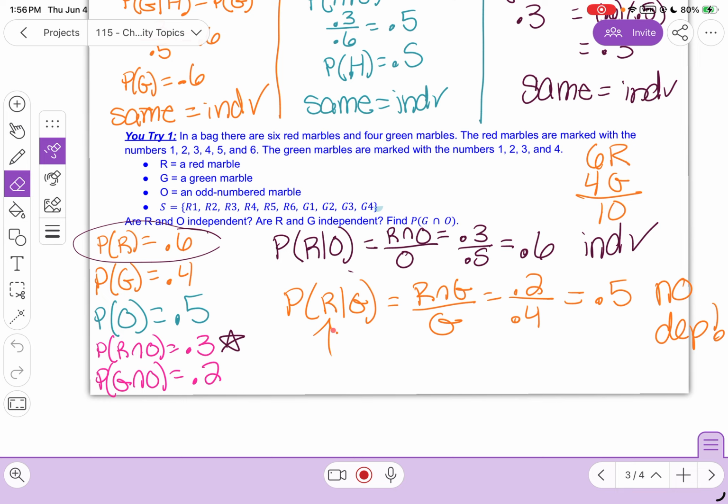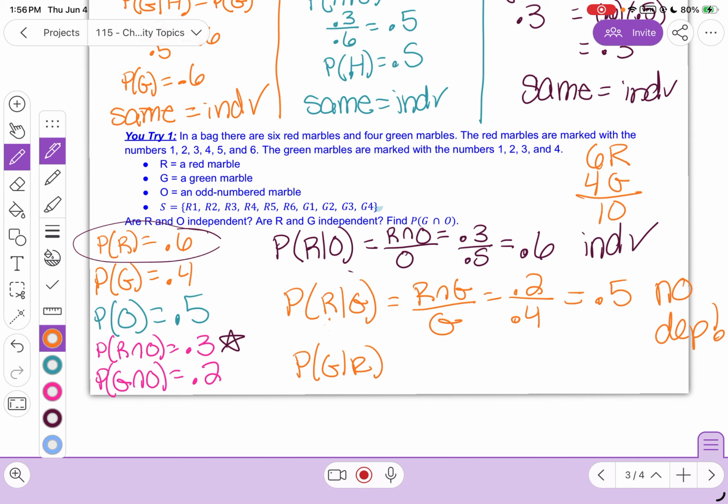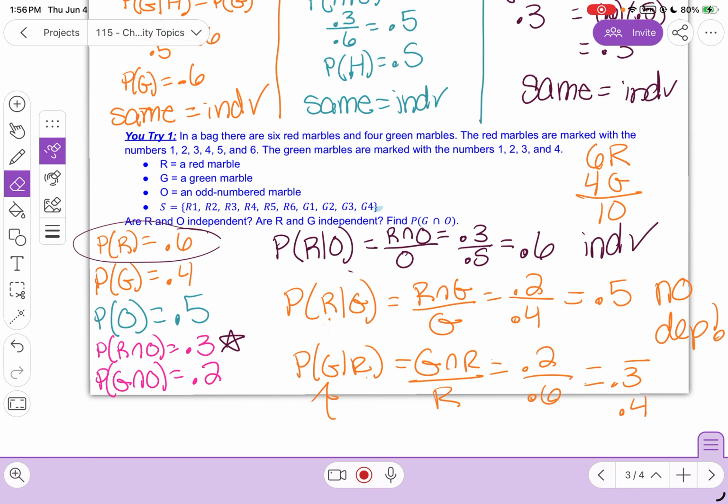Let's try that with another one. Let's see if we go the other way. G given R. So on top, G and R was 0.2. R on the bottom is 0.6. 0.2 divided by 0.6 is 0.3 repeating. Probability of G is 0.4. Those are not the same, so that also shows it's dependent. So we have two ways right there that show us they're not.